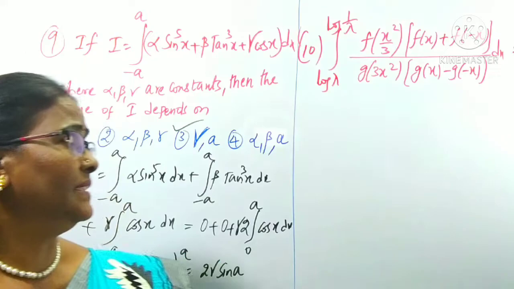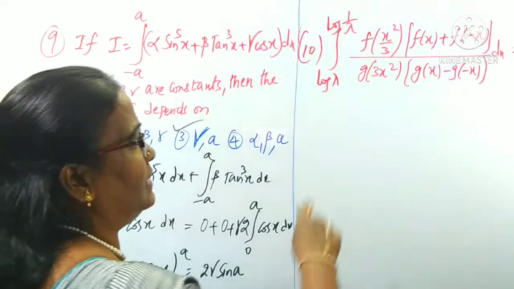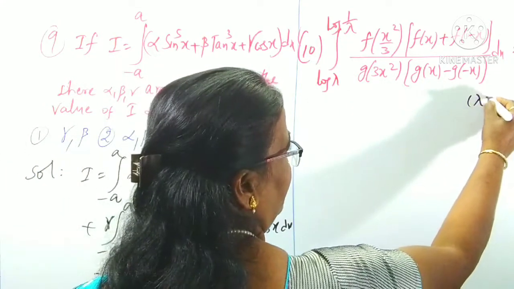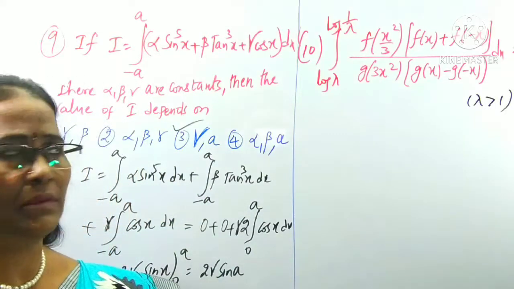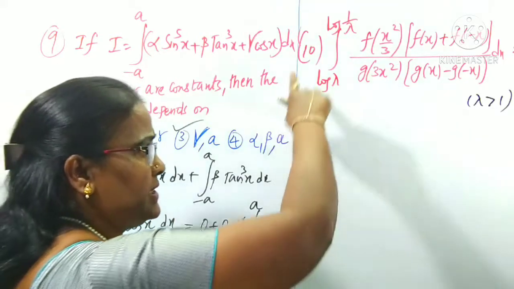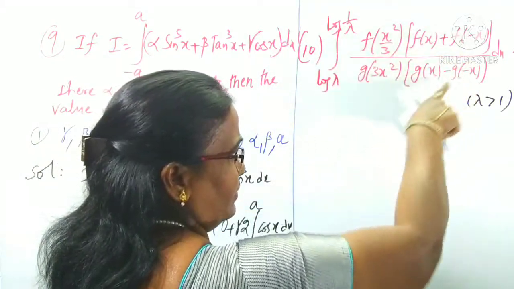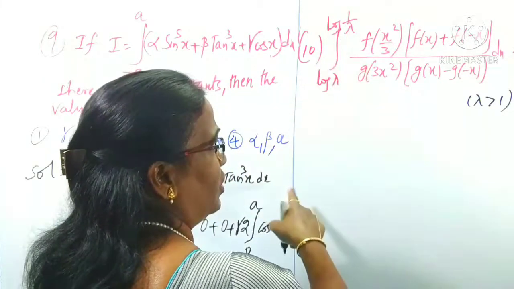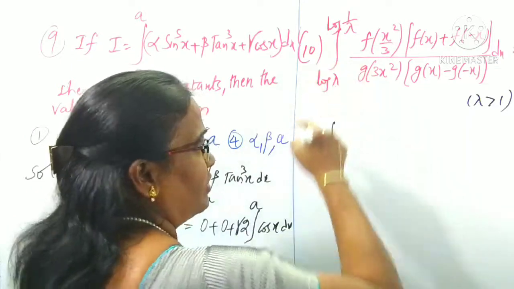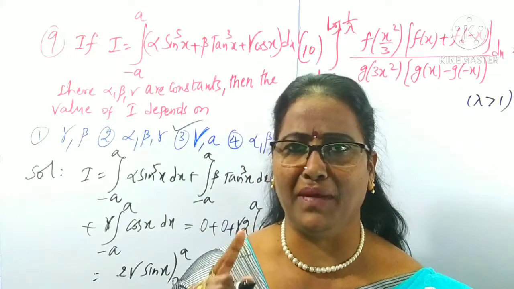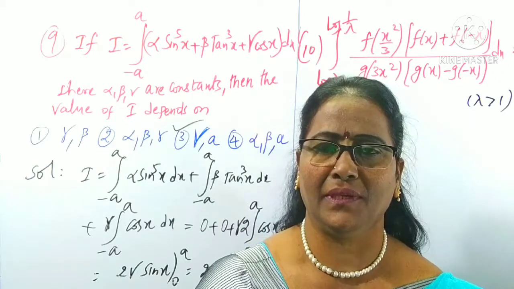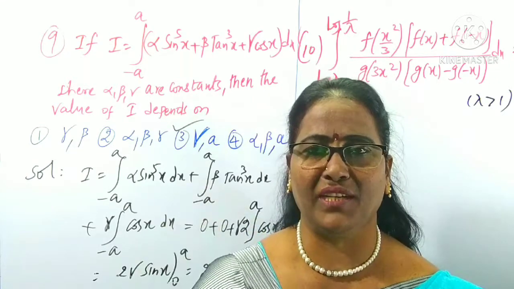What is given here? The limits are log lambda, log 1 by lambda, and it is mentioned that lambda is greater than 1, meaning not equal to 0. It is given that it is greater than 1, then only the logarithm is defined. That's why he has given it like that. In this integration, there are some functions. Limits are log lambda to log 1 by lambda. Log 1 by lambda we can write as log lambda power minus 1. Log x power n we can write as n into log x.